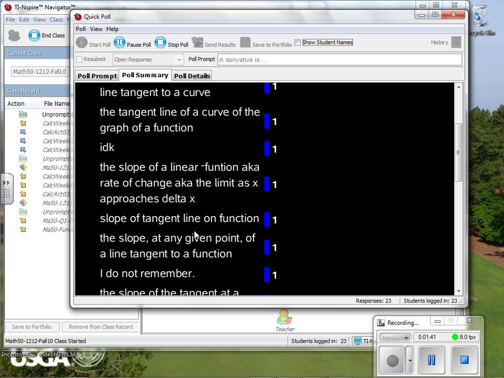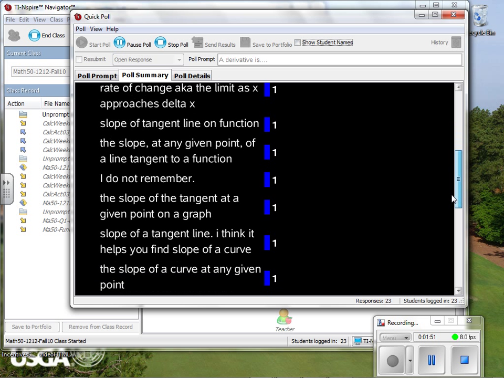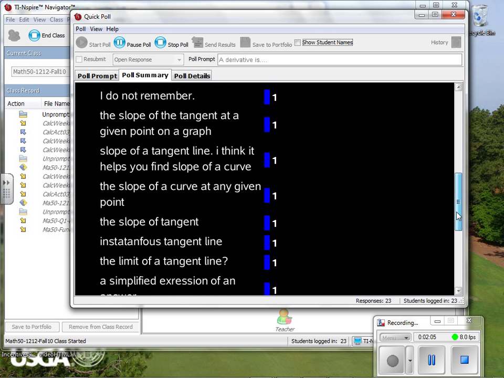Okay, the slope of a tangent line on a function at any given point, the slope at any given point of a line tangent to a function. Again, what I'm picking up on some of you is that you've got the words there, but we need to rearrange them so it makes sense. The slope at any given point of a line tangent to a function. Good. The slope of a tangent at any given point on the curve. Okay. The slope of a tangent line.